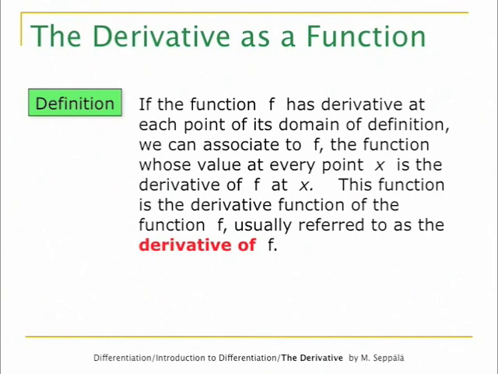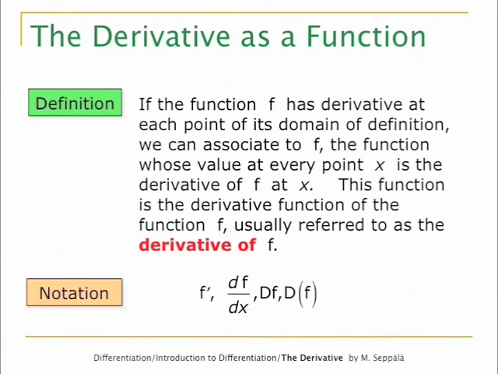If the function f has derivative at each point of its domain of definition, then we can associate to the function f the function whose value at every point x is the derivative of f at x. This function is the derivative function of the original function f. It is usually simply called the derivative of f. Notations for the derivative of f are f prime, df dx, capital D followed by f, capital D followed by f in parentheses.